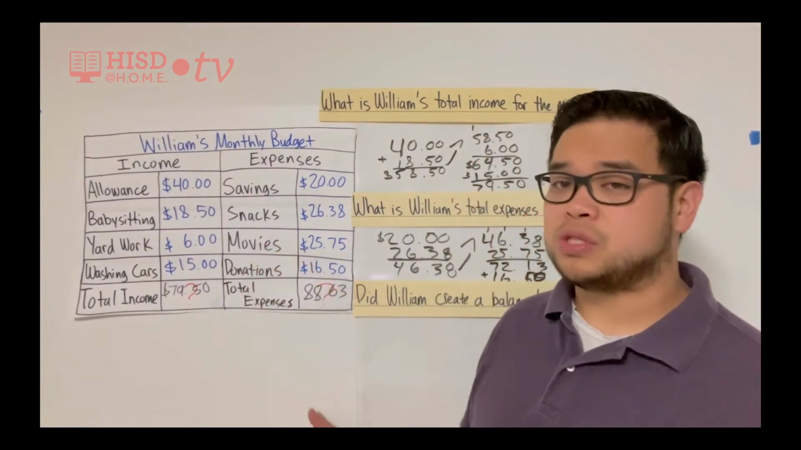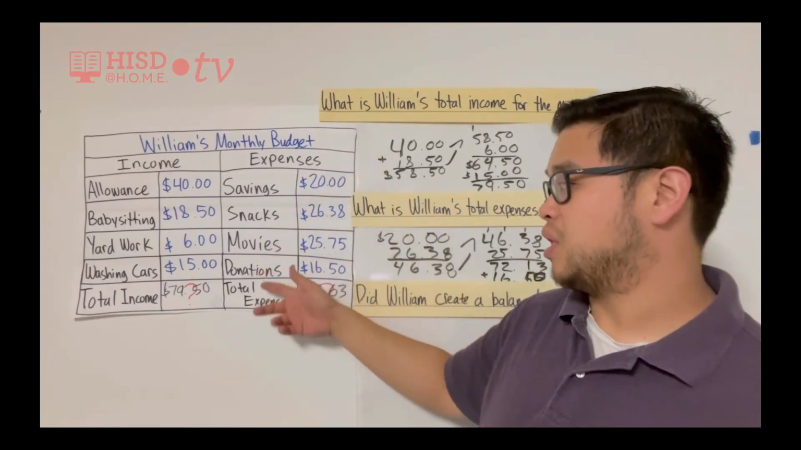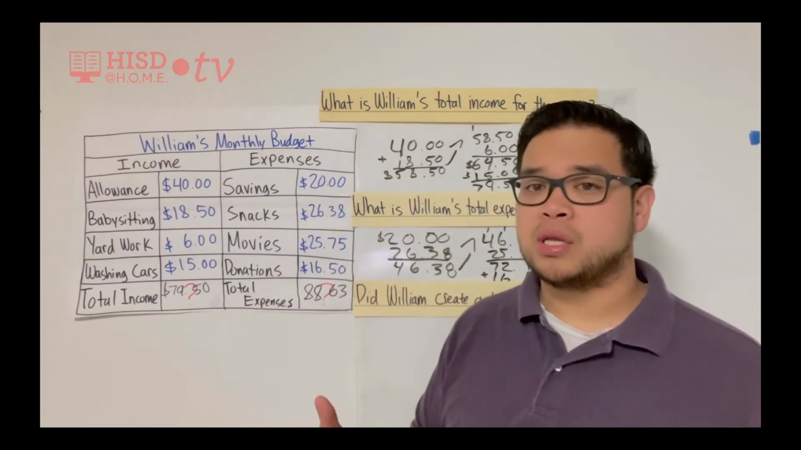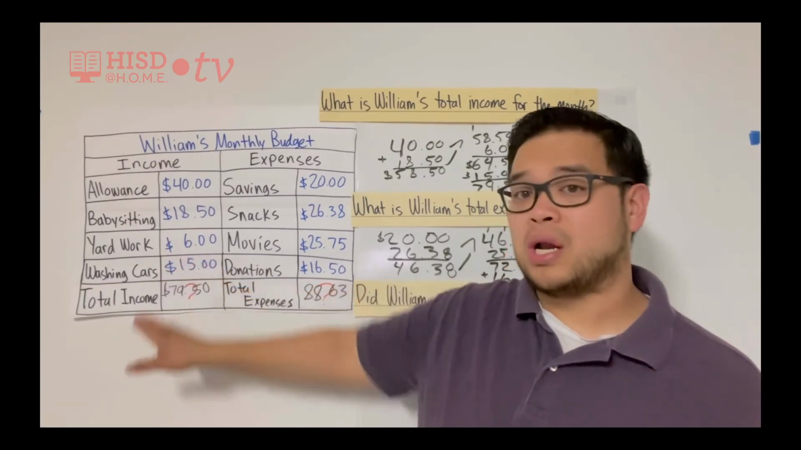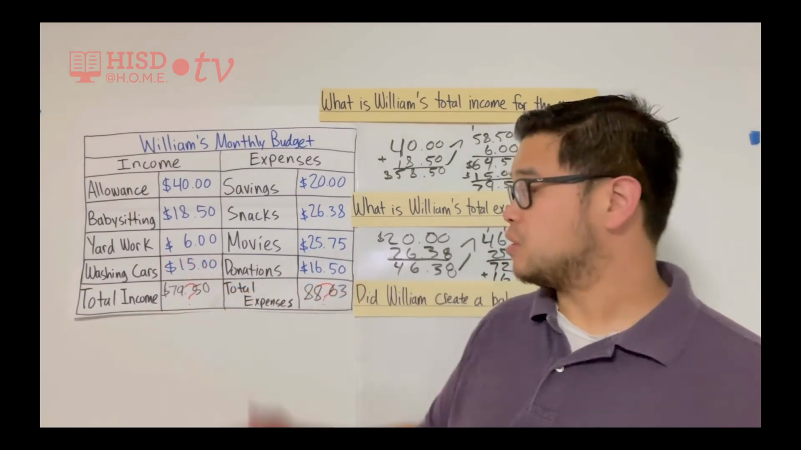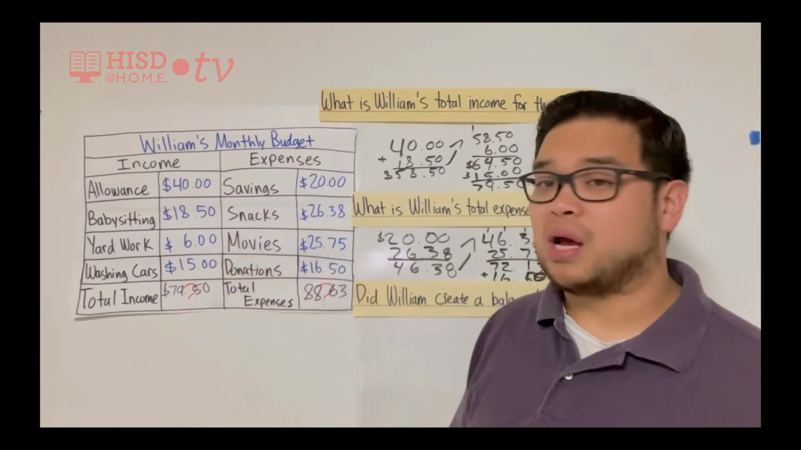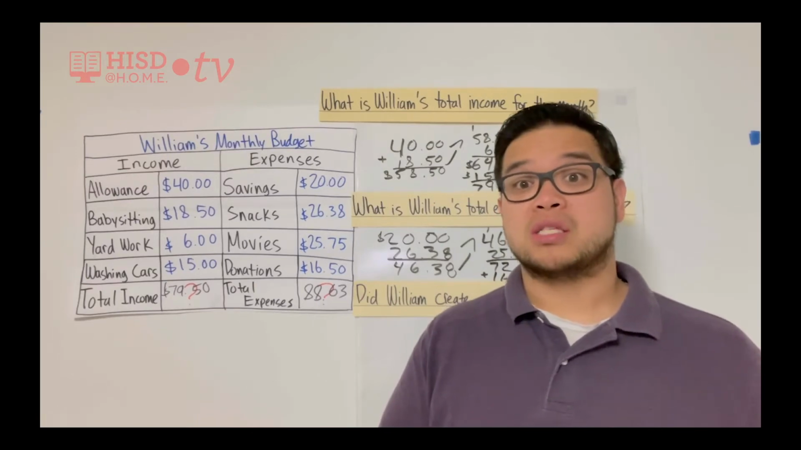So a good way to use this is, if we can know how much money snacks, movies, and donations are, you can go ahead and plug it in here, and it'll help you determine, if William didn't do this yet, if he needs to go out and get more income. And that's the point of having a spreadsheet like this, or a budget like this, so that way it can help you determine if you need to earn more or spend less.